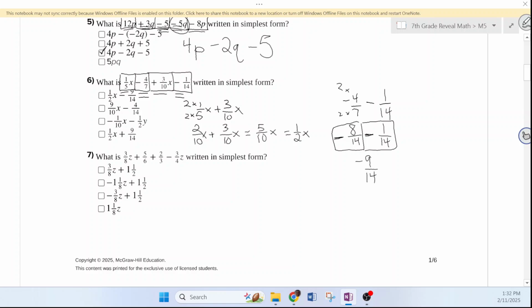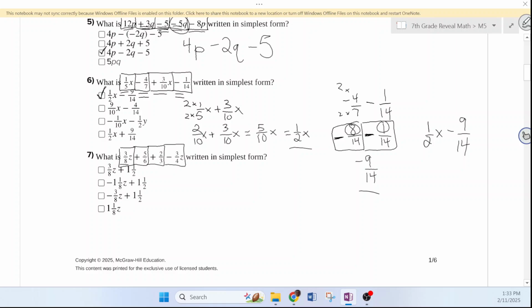They're the same direction or same signs, so we're going to add and keep that direction. If I said go left 8 and then keep going in that same direction one more, that would be 9/14. So that's going to be 1/2 x minus 9/14. That gives us the first one there. All right, almost done with this first page. Let's box out our terms here.